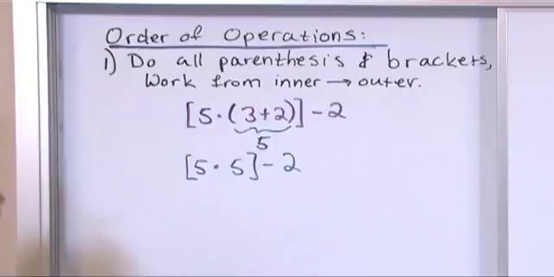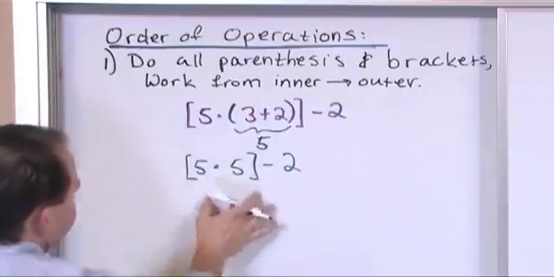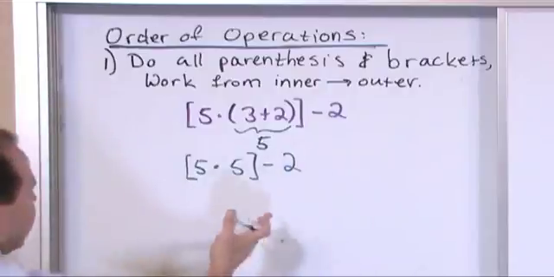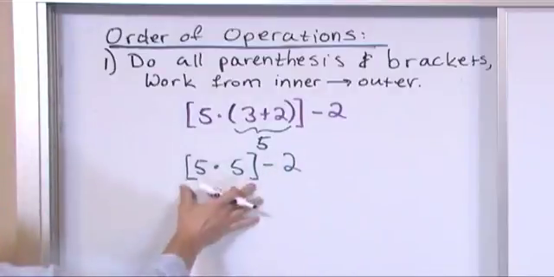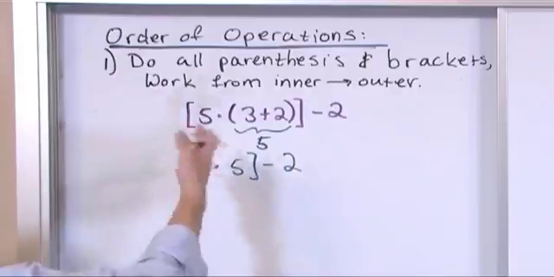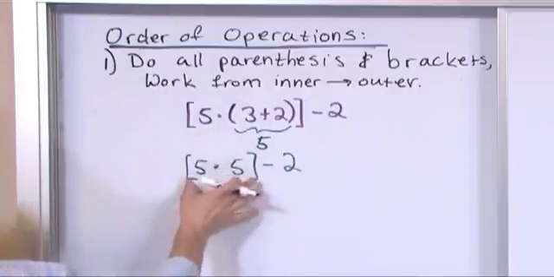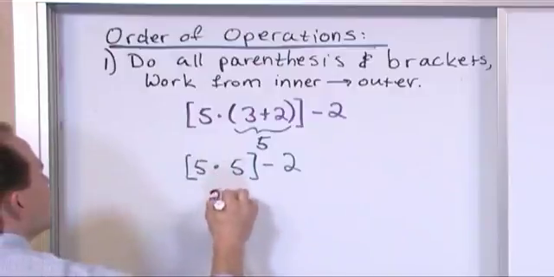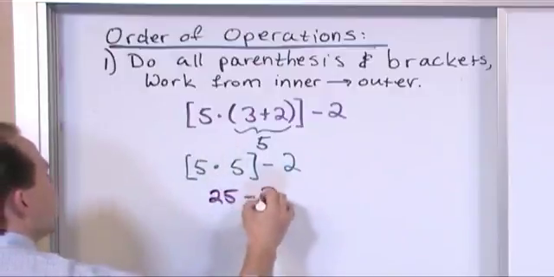Now, when you continue on, the next thing you look at is you say, okay, I have another set of, it's brackets, but like I said, parentheses and brackets are exactly the same thing. They look different. It's just what I chose to write here. So you can say this is a set of brackets, and I look at my problem and I say, well, I must do what is inside these brackets first. So I say 5 times 5 is 25, because I have to do that first before subtracting off the 2.